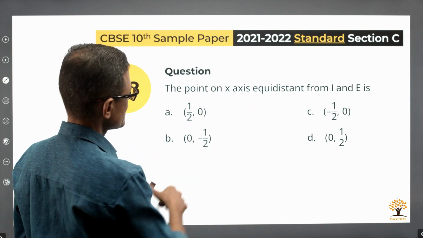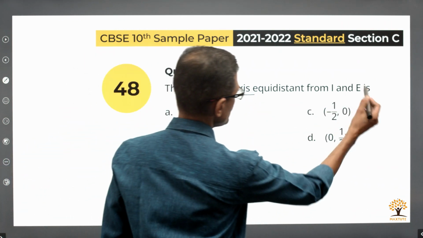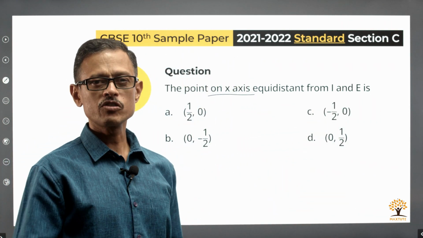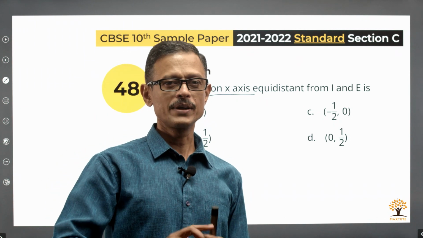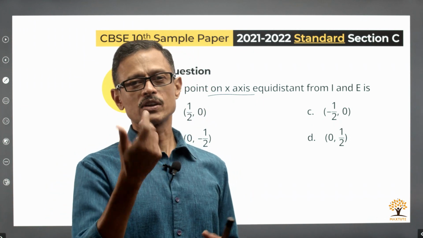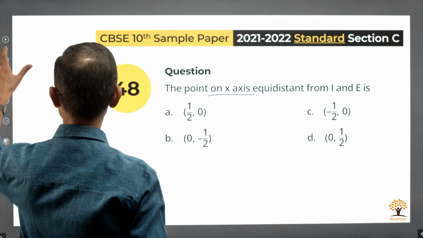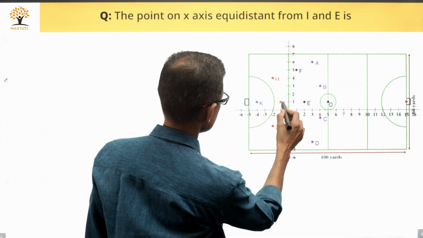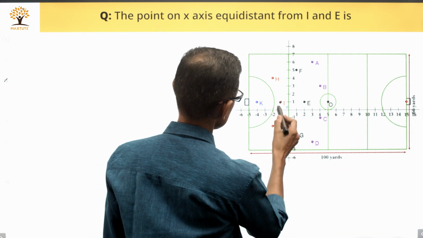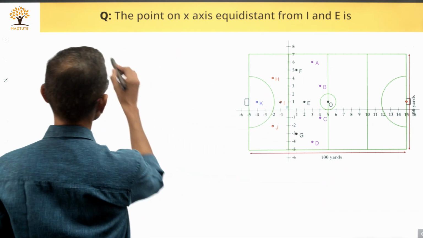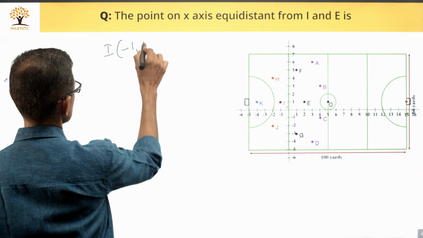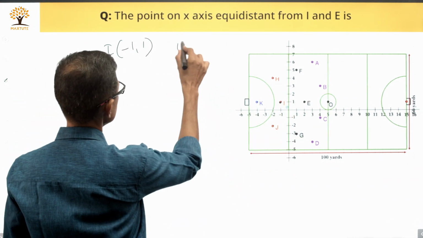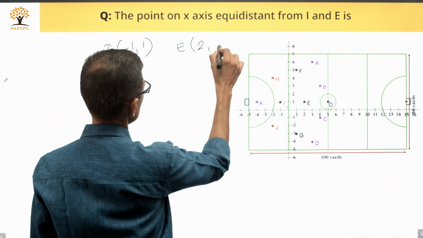The point on the x-axis that's equidistant from I and E. I am going to solve it two ways. One is a textbook approach, we will do it, and second I will quickly walk you through how else we could have done it given some things about points I and E. Where is I? I is here, this is I. Coordinates of I are minus 1 comma 1. Coordinates of E are 2 comma 1.